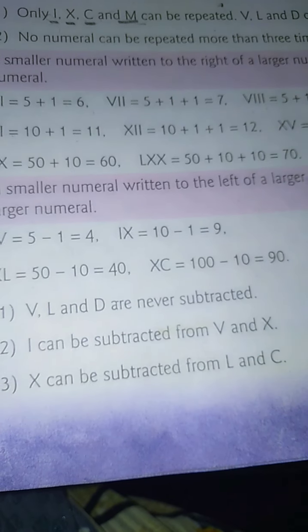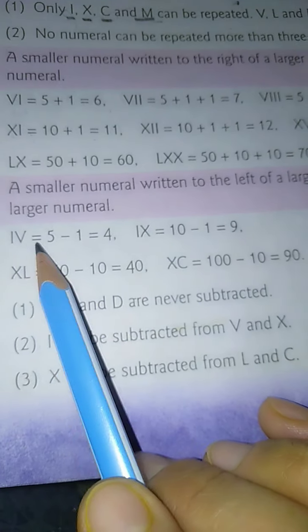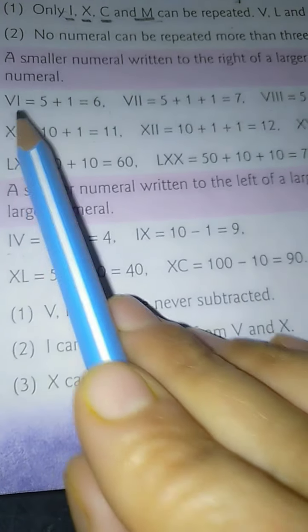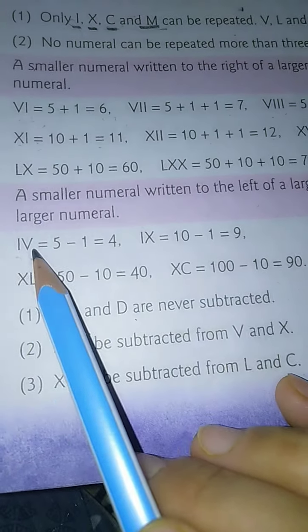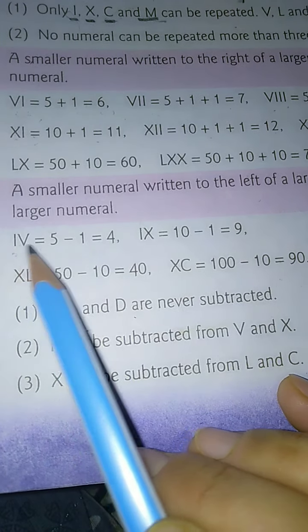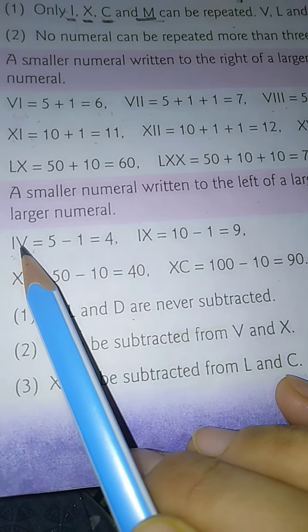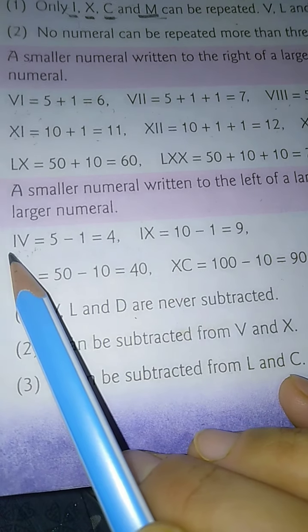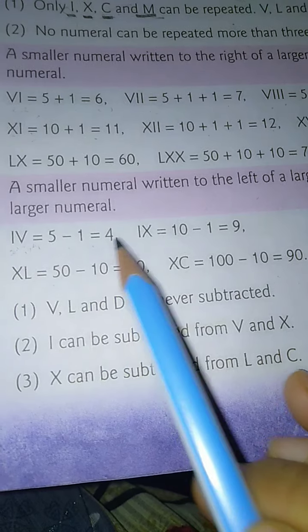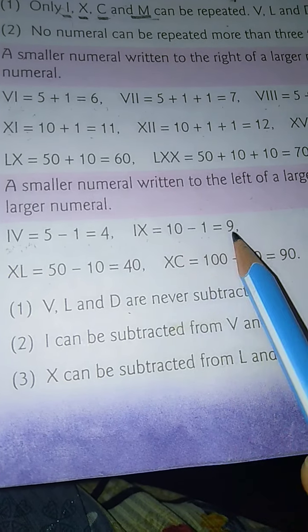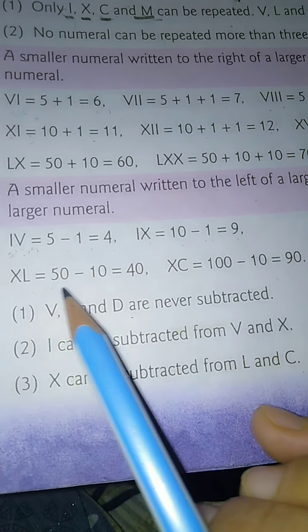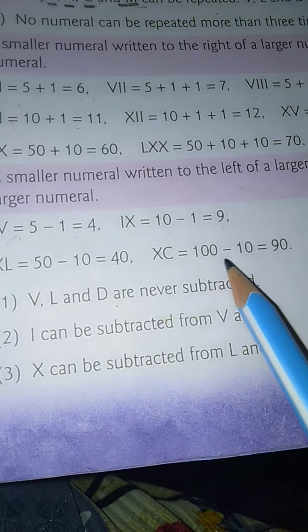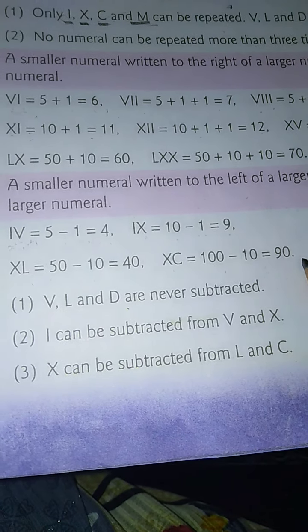And just opposite, if we are writing a smaller numeral to the left, means if the sequence is smaller greater, here it was greater smaller, so addition. Smaller greater means subtraction. If smaller greater is written, then you have to subtract the smaller from the greater, that is IV means 5 minus 1, 4, IX means 10 minus 1, 9, XL means 50 minus 10, 40, XC means 100 minus 10, that is 90.